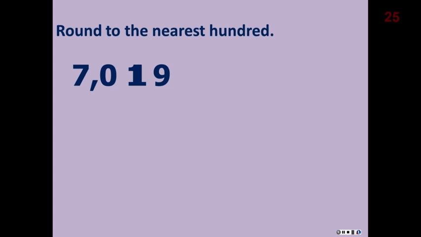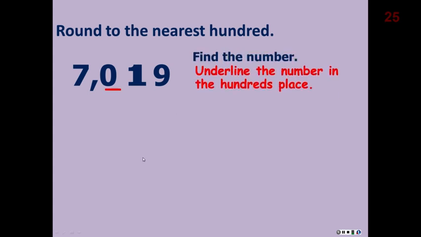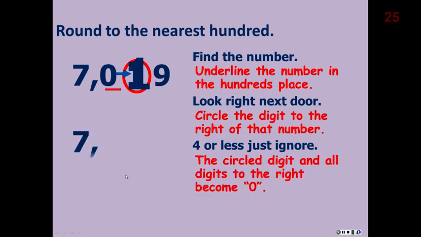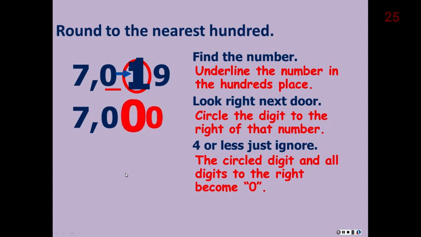So let me go through the PowerPoint with it. To the nearest 100 is 0. Look, right next door is 1. I circle it and do my comparison. 4 or less. I have less than 4. So I'm going to just ignore and keep it as a 7 and a 0. Then I'm going to add zeros or fill zeros. So that gives me 7,000.